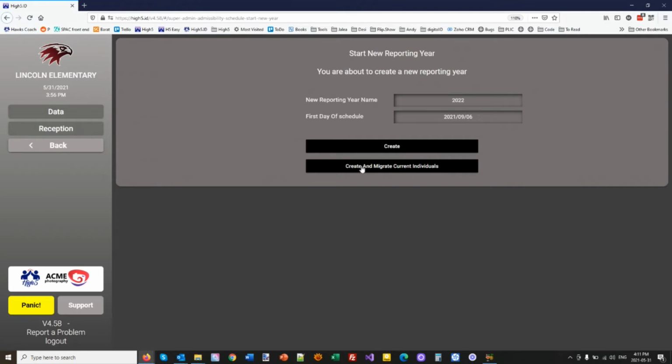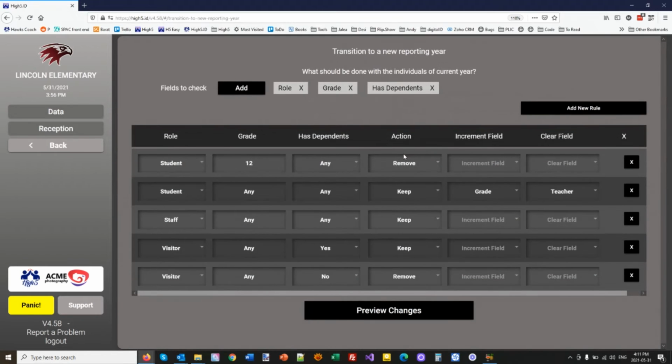But for the point of this demo, I'm going to create it and then move on to migrating people from the current database into the next. So to be clear, it's a little bit early in May to do this, but you want to do it before the school year starts so that the new people registering are well handled. So the idea here is that we see the rules that are going to be applied. For example, this is an elementary school, so if a kid is in grade 5, they're about to graduate, and therefore they should be removed.